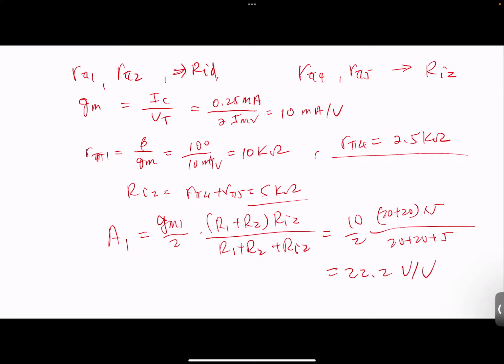So you look at here. The key is to calculate Rπ1 and Rπ2, which don't do anything with the gain, but only calculate the input resistance. But for the gain, we need to calculate Rπ4 and Rπ5. We need to calculate gm1 and gm2 so we can get the gain of the first stage.